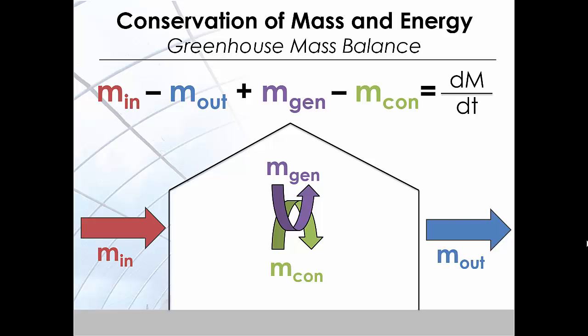The mass flux of a substance to and from a control volume can be related to the concentration of that substance in the volume as follows: M equals V times Ca. Here M is the mass, V is the volume of the system, and Ca is the concentration of that substance in the control volume. So from this relationship, it is clear that concentration can be used as an indicator of mass in the volume of the greenhouse.